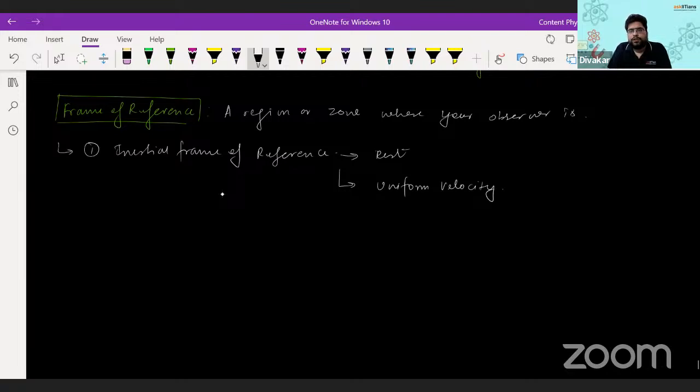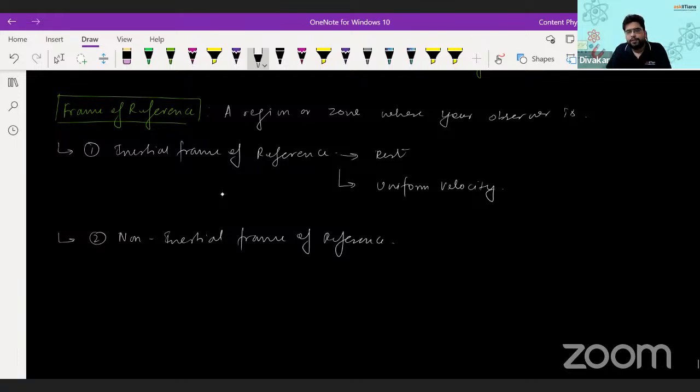Because whenever you're analyzing motion, there is something called inertia. If the object is at rest or in uniform motion, that basically implies there is no net force acting on it, so inertia of the thing is maintained. That is why the frames of reference for which inertia is maintained are called inertial frames of reference. On the other hand, if there are frames of reference where inertia is not maintained, for example you are in a car which is accelerating, then you call it a non-inertial frame of reference.